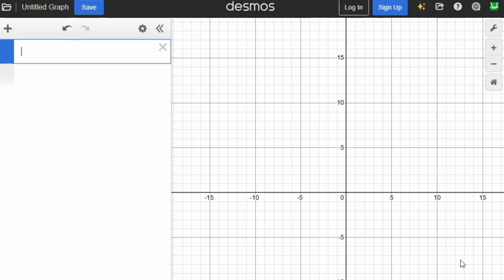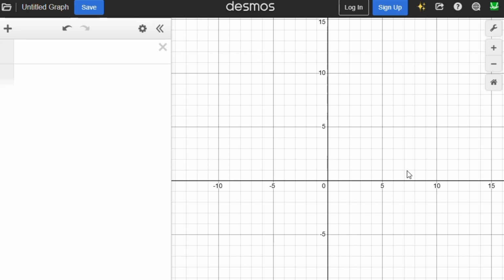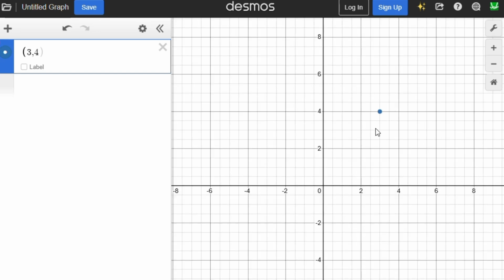Now, let's talk about more technical stuff. For example, let's say you have a coordinate and you want it to appear somewhere here. The way you would write a coordinate is you first have to open normal parentheses and then write your x value, for example, 3, and put a comma and then write your y value. Let's say it's 4. If I do so, a dot will appear. My coordinate would be somewhere here.